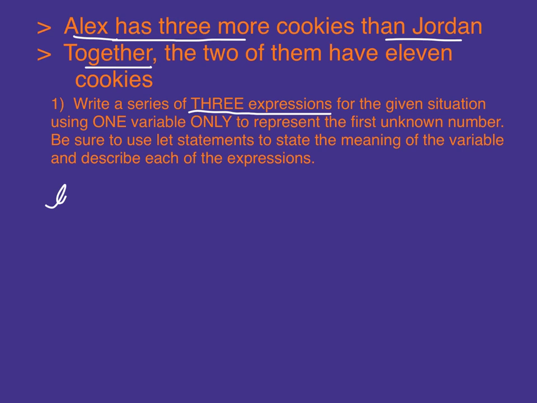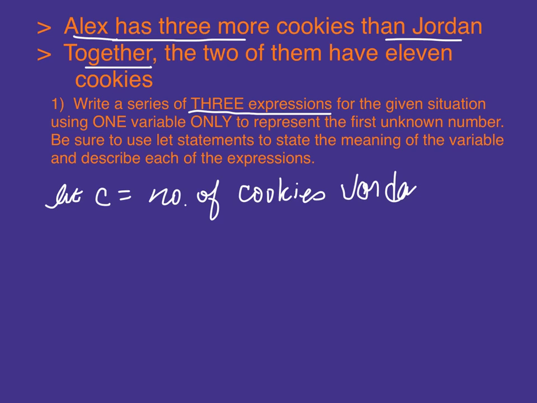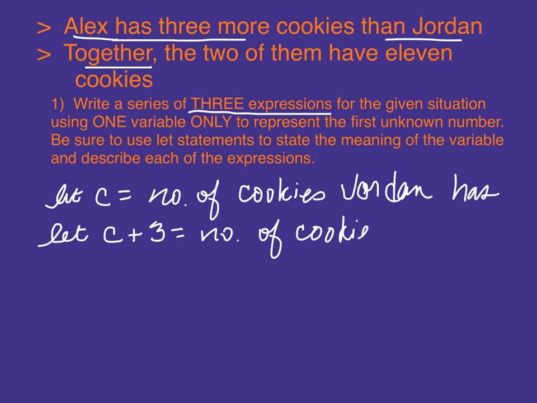So my first let statement is going to be let C equal the number of cookies Jordan has. And remember, these let statements need to be extremely specific. If they're not, you're not going to be able to look back and know what it is that you've been writing about or solving. Okay, the next one. Alex has 3 more, so of course more means addition. So we've got let C plus 3 equal the number of cookies Alex has.